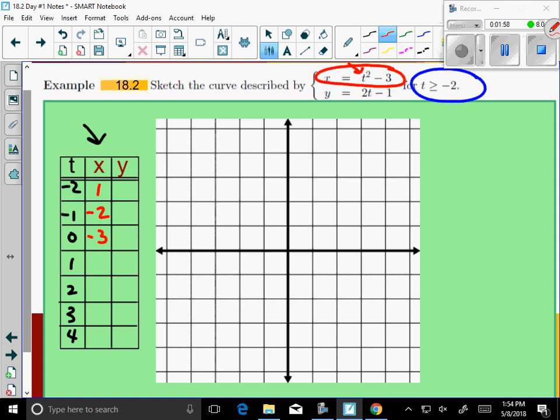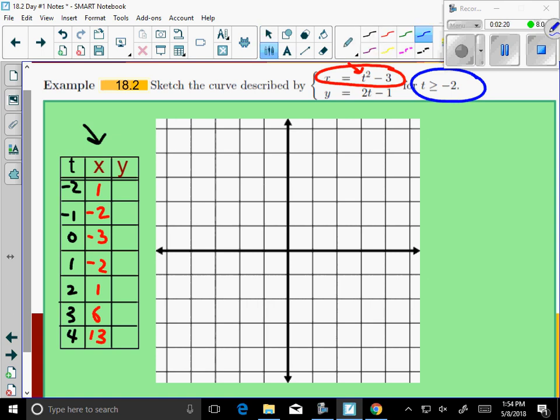Okay, so if I plug in a 1, I get -2. You see the symmetry taking place? And I plug in a 2, I get a 1. I plug in 3, I get a 6. I plug in 4, and I get 13. Okay, so I've got the x values for the points on this parametric equation. Now I do the same thing for the y's.